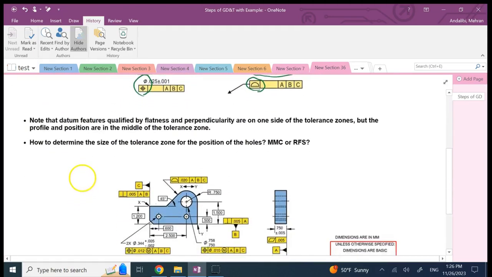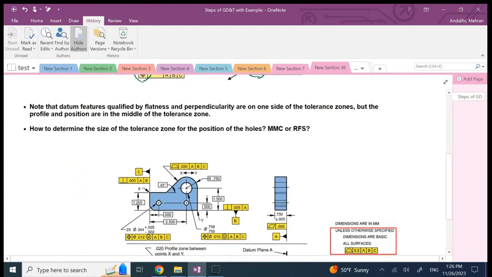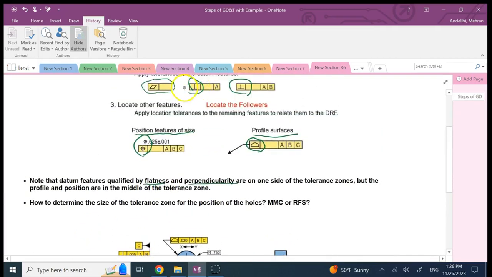So now a few things that we need to talk about along with the example. One is the flatness and the perpendicularity that we use for these datums. The tolerance zone for them is on one side of the true surface. But for position and profile, these two are on both sides of the true feature, okay? So they are symmetric, while perpendicularity and flatness are not.